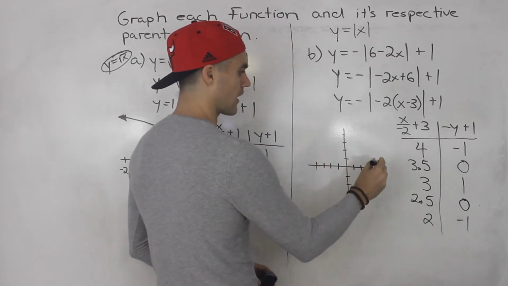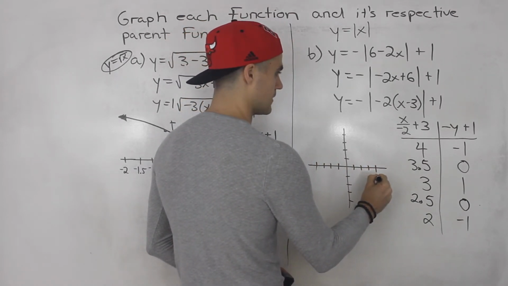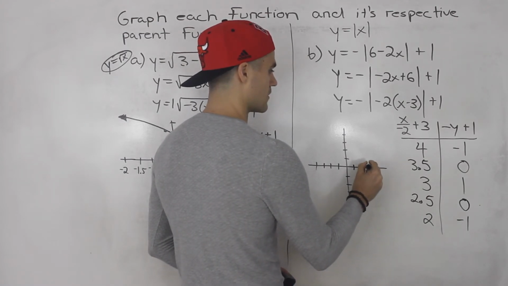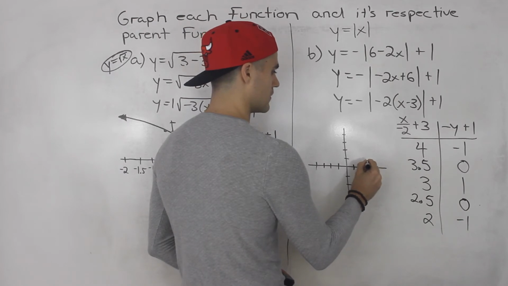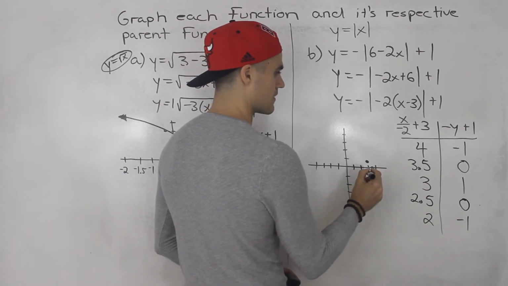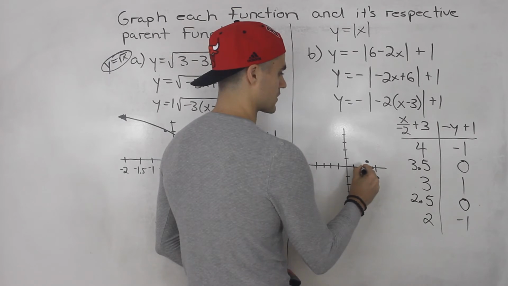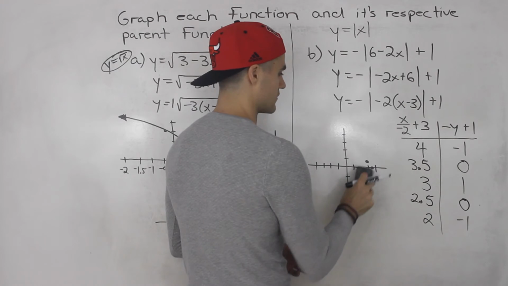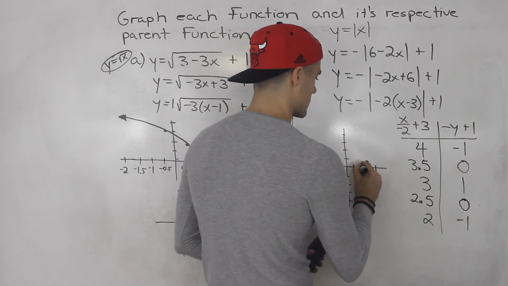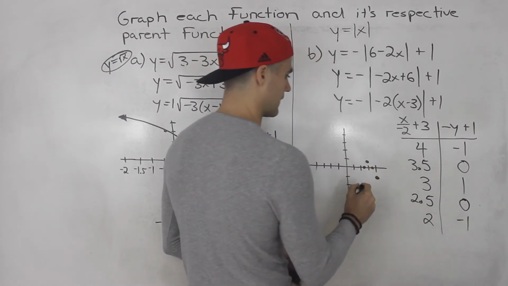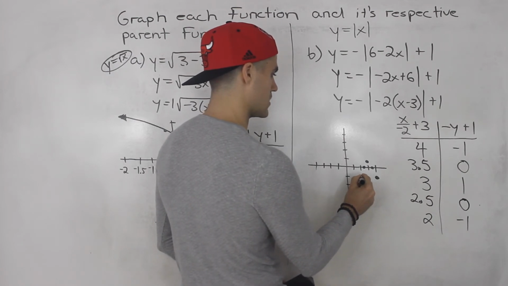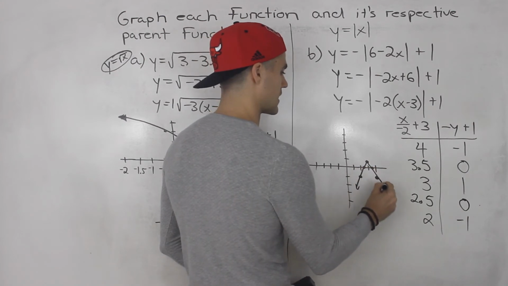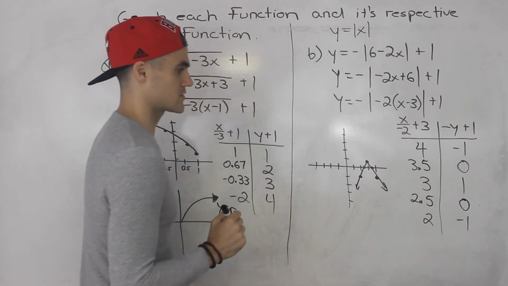Right, so 4 and negative 1, that is down here. 3.5 and 0, that is here. 3 and 1, that is right there. Or, sorry, not 3 and 0, 2.5 and 0, rather, which is here. And then 2 and negative 1, which is over here. So basically, this function looks like that. So that's the transform function.